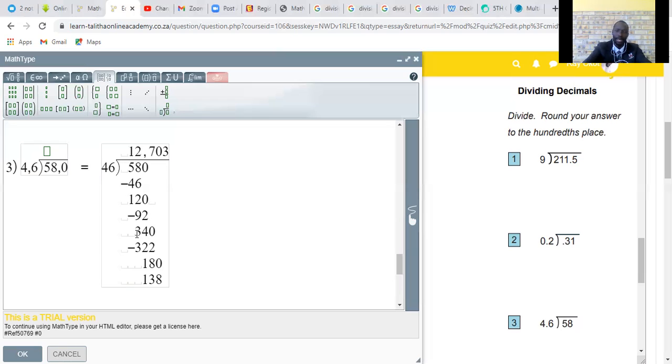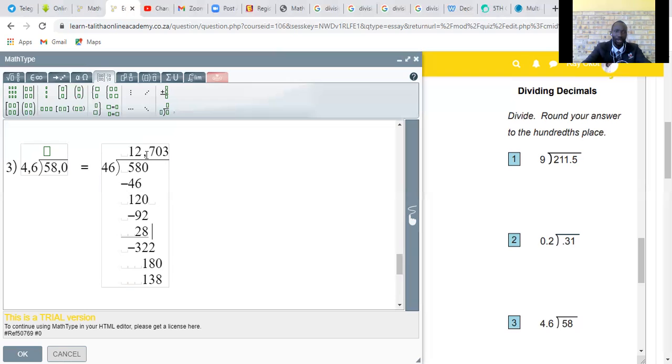So what do we get here? Well, 120 minus 92, that is 120 minus 92 is going to give us 28. All right, so we get 28 right here. So now can 28 be divided by 46? That's the question. Can 28 be divided by 46? No. 28 cannot be divided by 46.